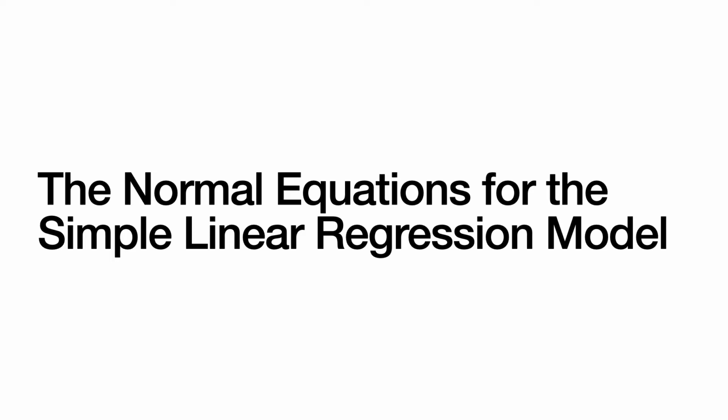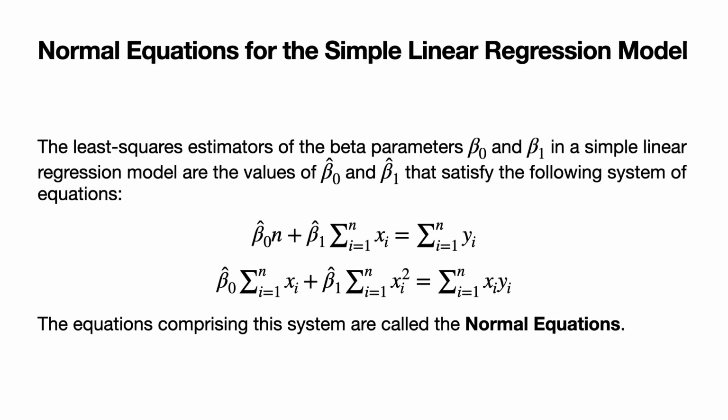So let's first review the form of the normal equations for a simple linear regression model. The least squares estimators of the beta parameters, beta 0 and beta 1, in a simple linear regression model are the values of beta 0 hat and beta 1 hat that satisfy the following system of equations. So we have two equations here involving beta 0 hat and beta 1 hat, as well as a number of summary statistics. The equations comprising this system are called the normal equations.